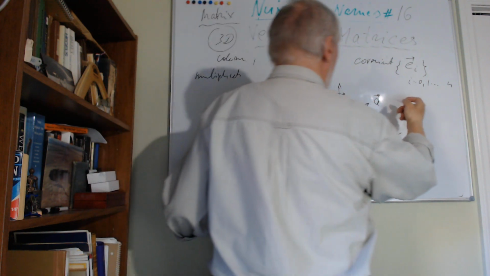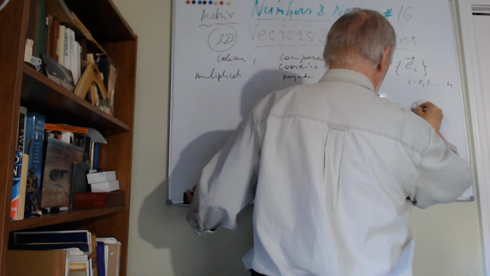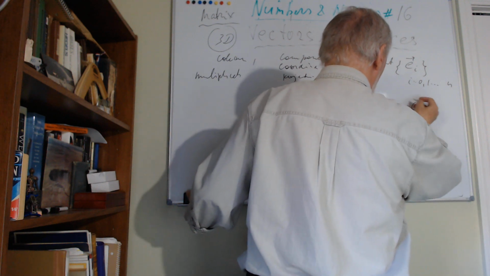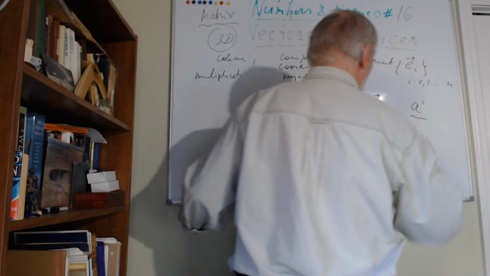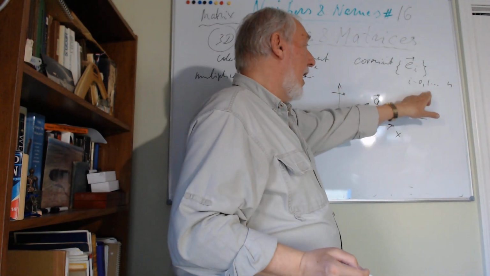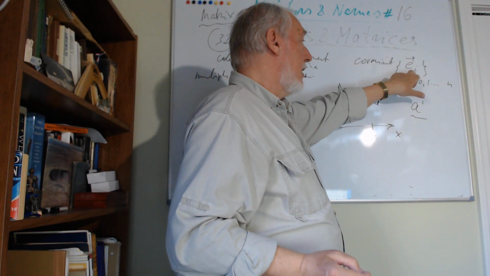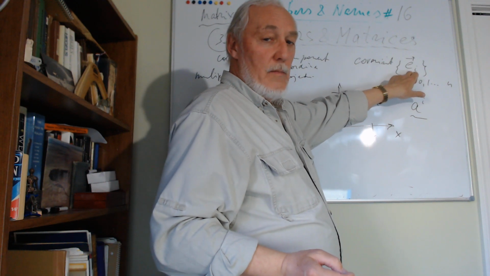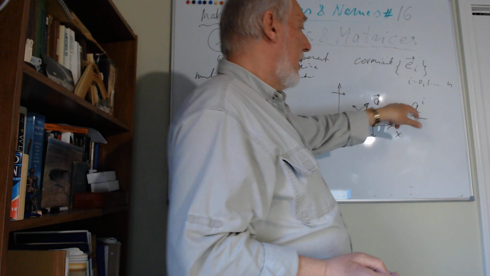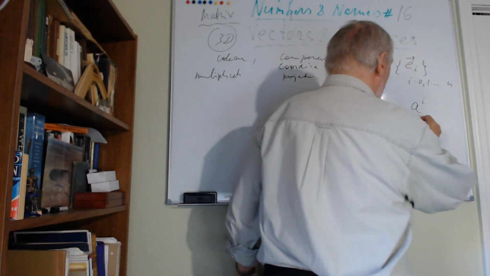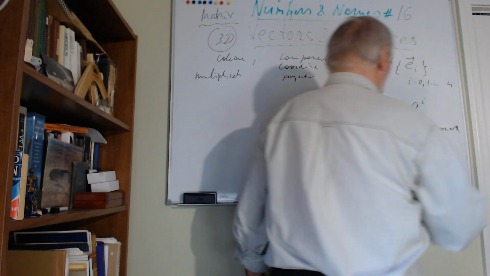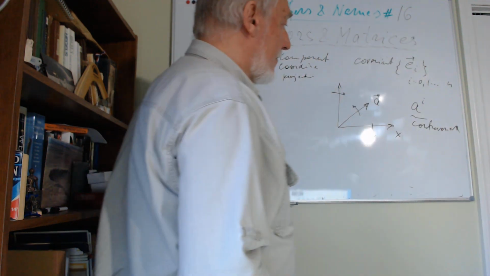And the denotation of these projections is like this. They put the index up. You see here the index is down, at the bottom. Here it's at the top. So this is contravariant. It's a very useful notation.